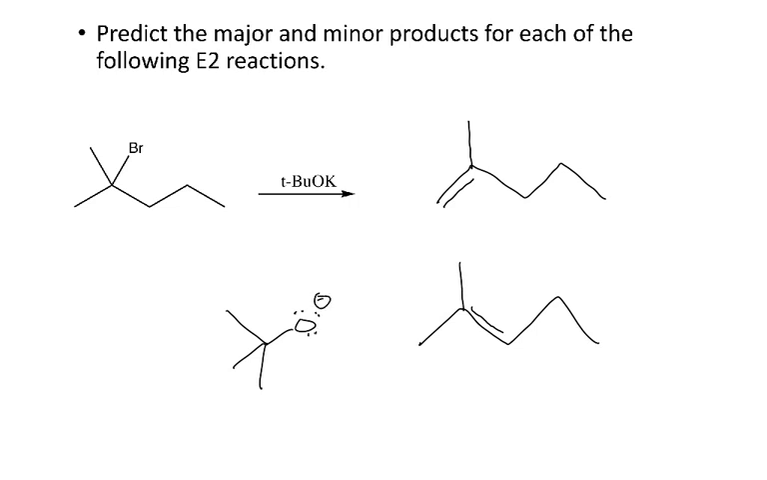Right? And so when we have these big, bulky bases, they actually tend to prefer the less substituted or the Hofmann product. And so in this case, with the bulky base, this is going to be my major product, and the Zaitsev product, the more substituted alkene, is going to be the minor product.